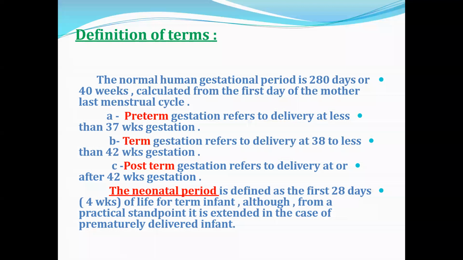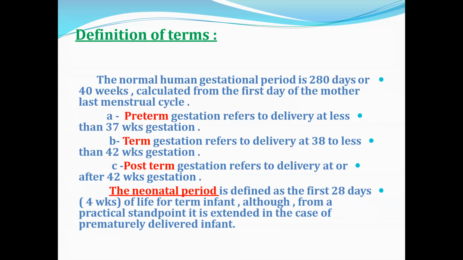Term gestation is our goal in ranking pregnancy in this classification, because the term newborn suffers fewer complications in comparison to others. So term gestation refers to delivery at 38 to less than 42 weeks of completed gestation. This is a term pregnancy, which of course suffers fewer complications in comparison to others.